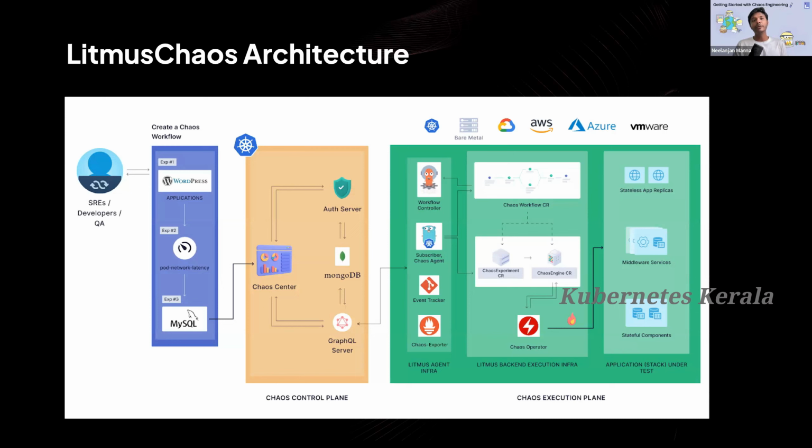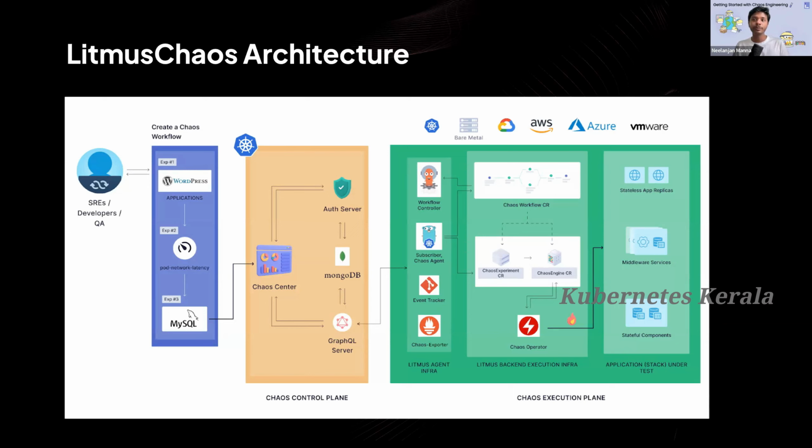So what we do essentially, whatever we learned, that we are using CRDs in order to perform chaos, we are using the chaos center to create those CRDs, as we'll see. And then after the creation of the entire manifest, we give it to the GraphQL server, which then takes the CRD to the chaos execution plane.